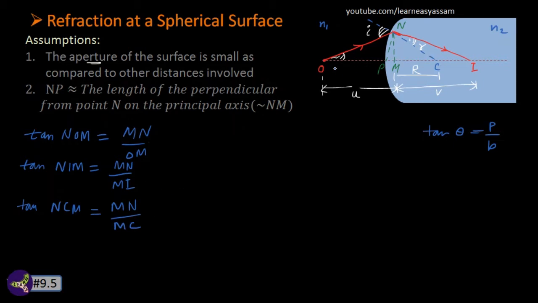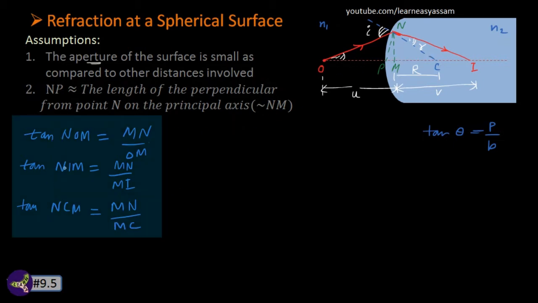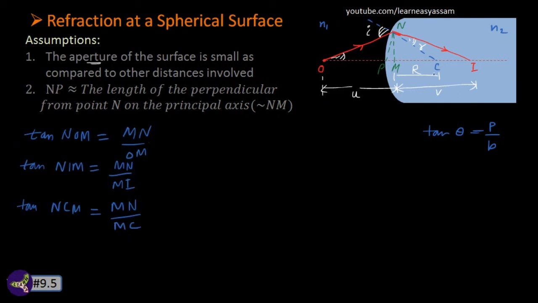So if you see carefully, you will know that these tan relations have some common terms, that is MN. MN is the common perpendicular for all the triangles, and all the triangles involve U, V, and R. We want to find a relation between object distance, image distance, and the radius of curvature. So we have to consider these triangles in this way.